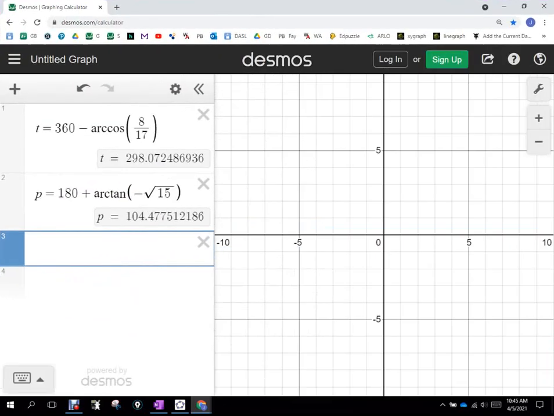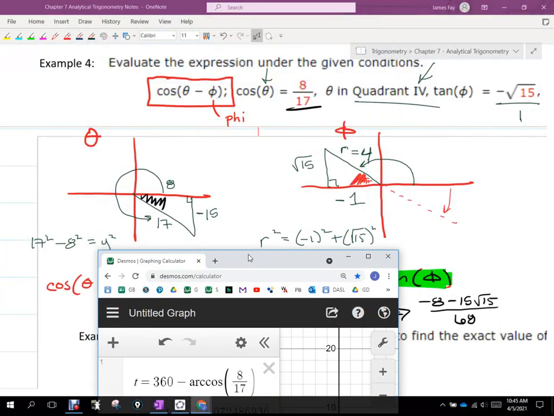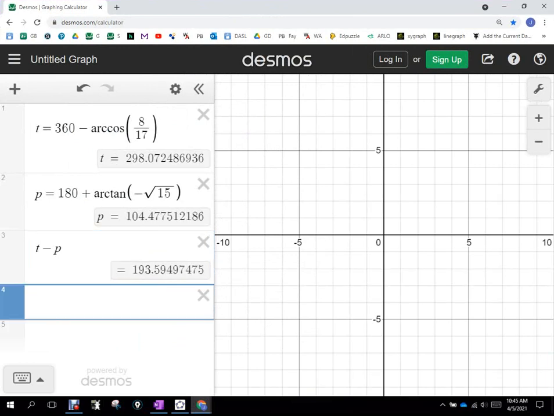So what I'm going to do then is see what T plus P looks like. That angle right there. So I guess I didn't want T plus P. I wanted to know, was it subtraction? T minus P? Theta minus phi. I did that last class too. I made that a plus, so it's minus. So I want to know, what is the cosine of that thing right there as an exact value?